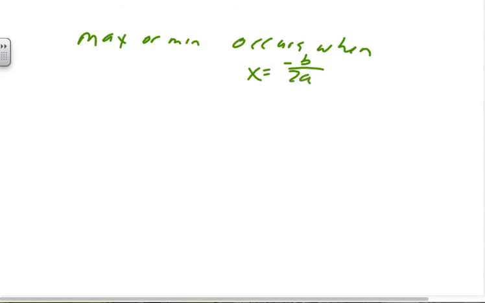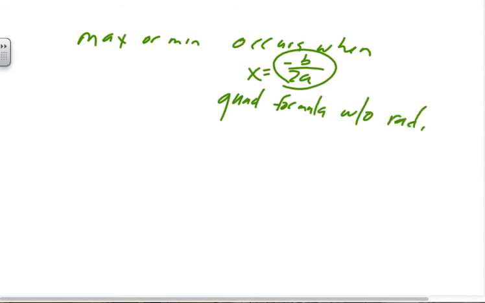And it involves remembering a little formula, which is that your max or min occurs when x equals negative b over 2a. Now you should recognize this as being from the quadratic formula, without the radical. And the radical's not there. Okay, so let's go back to our original one.